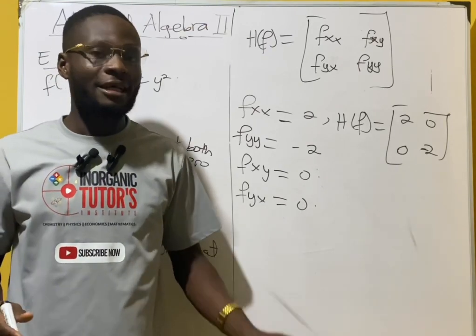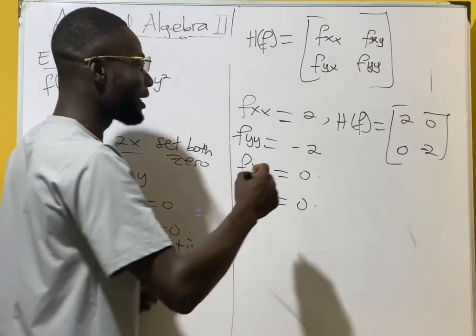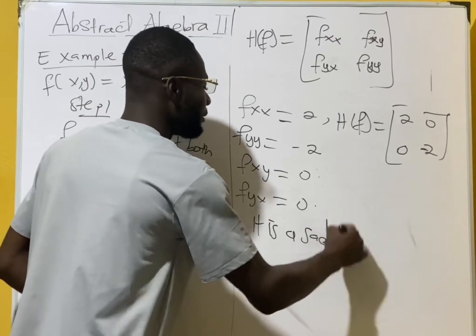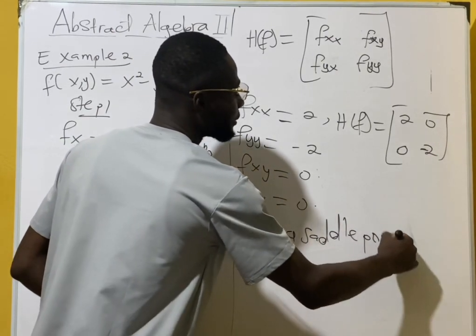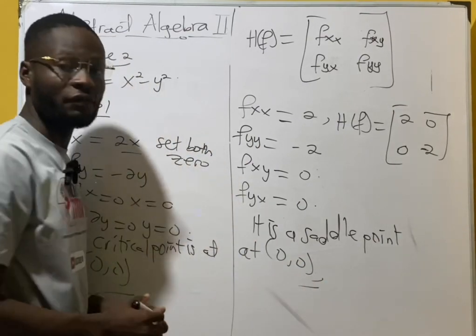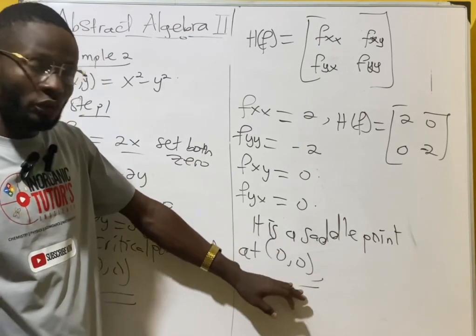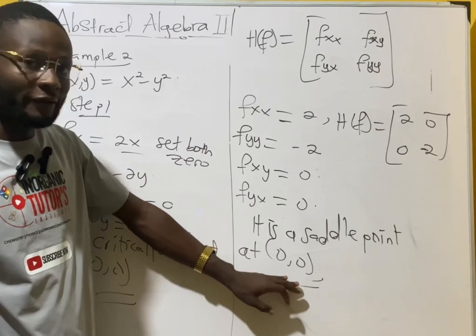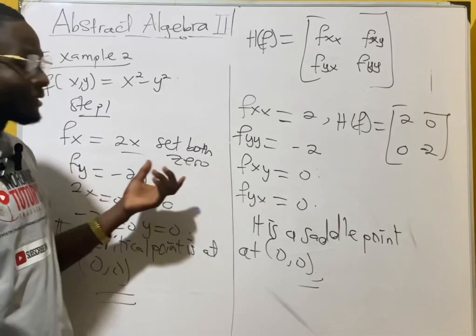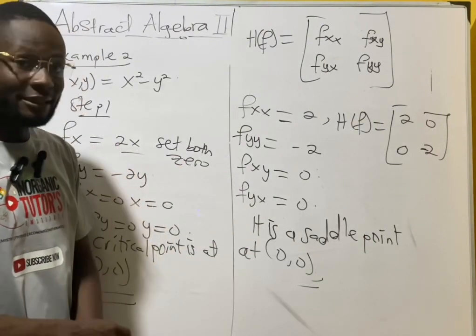We don't know whether it is curved upwards or down. So it is basically a saddle point at (0, 0). Don't forget, if you state this, then you have to include the critical point. So it is a saddle point at (0, 0). That is the critical point.